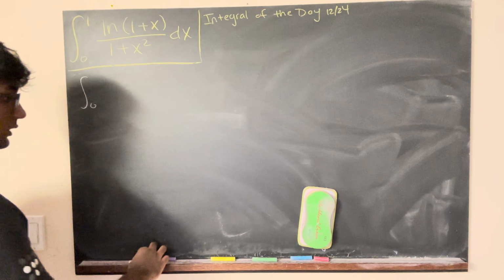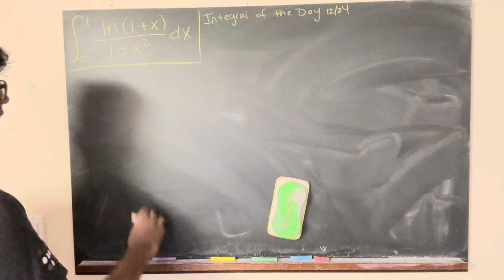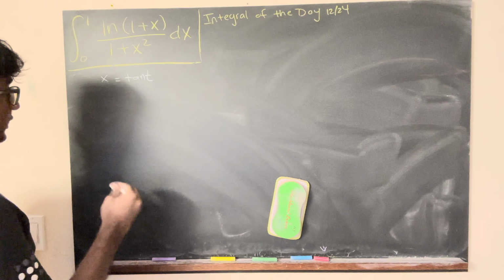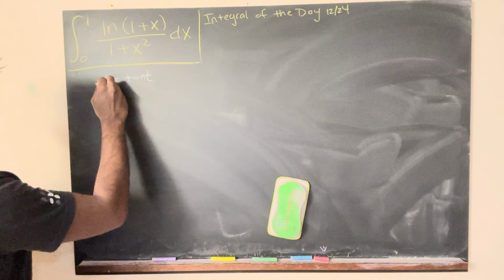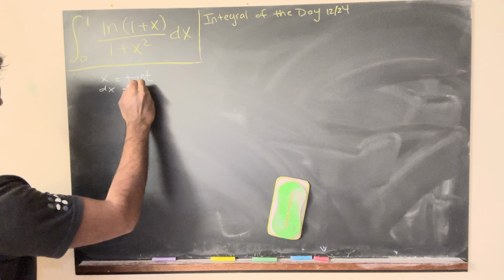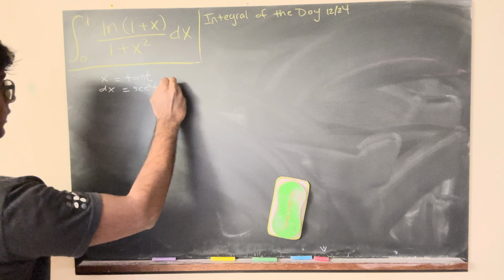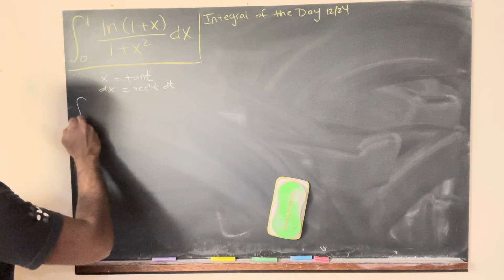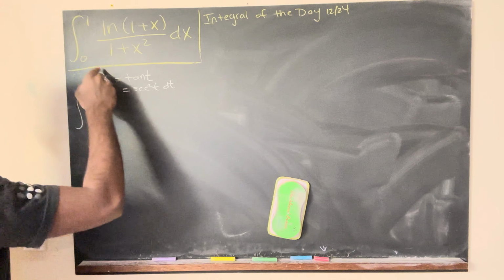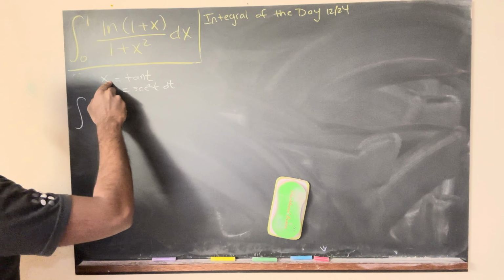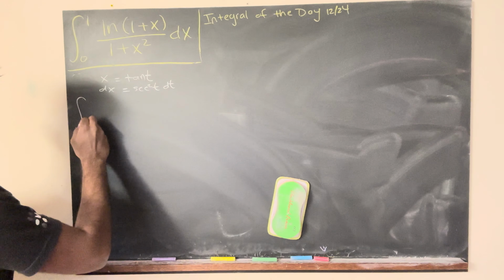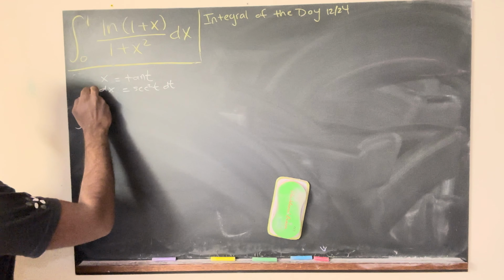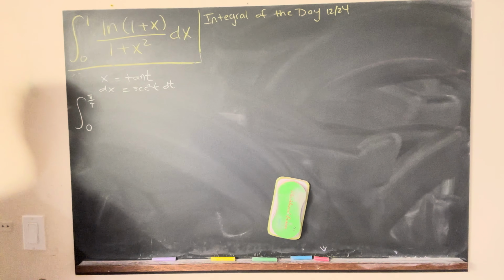So let's first figure that out. Let's set x equal to tan t, and you'll see why in just a second. So dx is equal to secant squared t dt. Let's write our new integral with this substituted in. Our new bounds: 0 equals tan t, that's tan of 0, and 1 equals tan t, so tan of pi over 4 equals 1. So those are our new bounds.